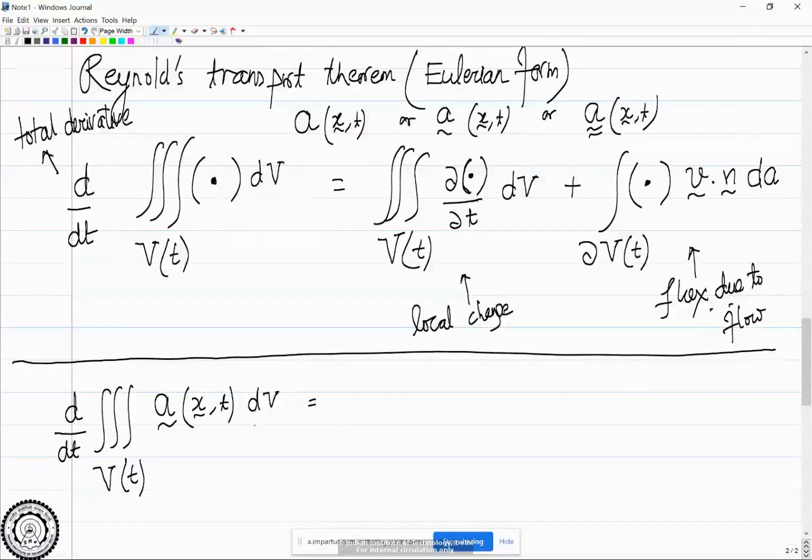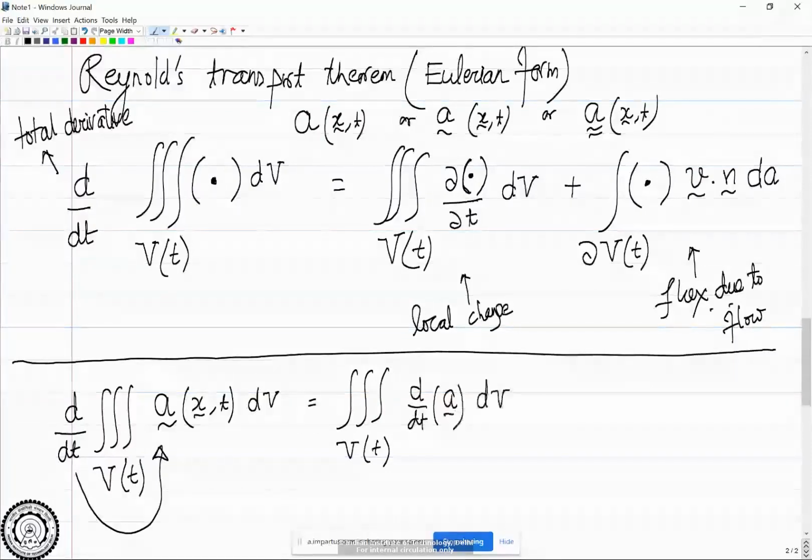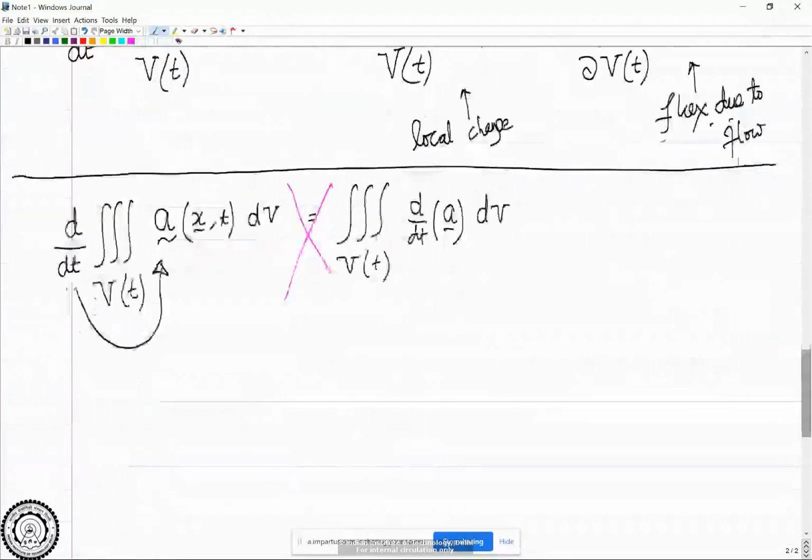Now you see this d by dt is outside the domain of integration. You can't just bring it inside because the domain itself is changing with time. So you can't say that this is equal to the integration over the volume V(t) of d by dt of A. This is not correct. So our first step should be to transform this integral into Lagrangian form. Let us do this first.